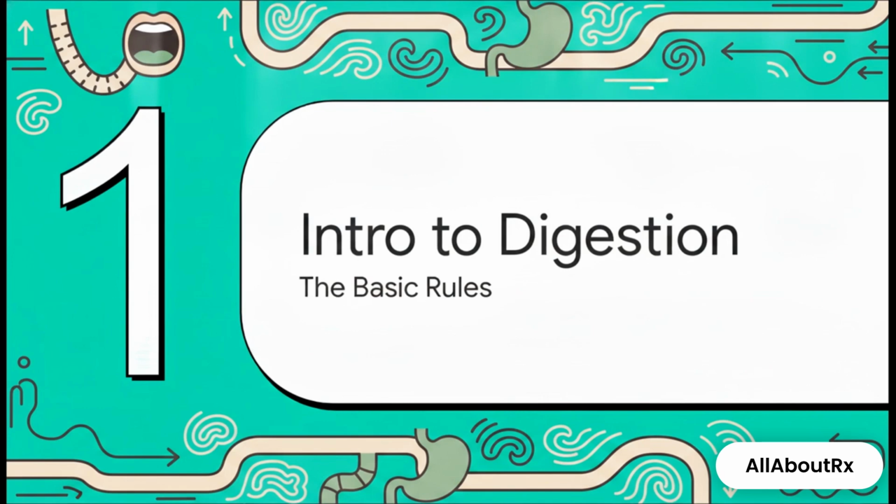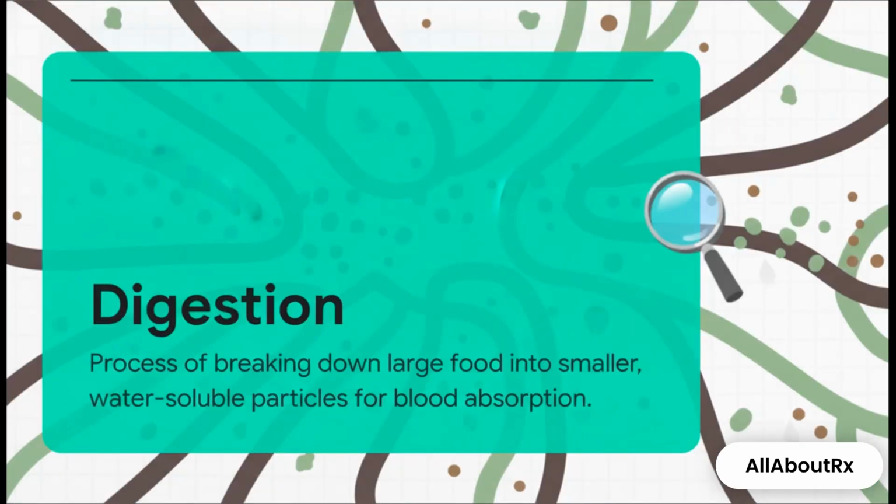Section 1. Introduction to digestion. So before we get into all the distinct anatomical structures, we really need to establish the basic rules of the game. What is this system actually trying to accomplish? Well, everything boils down to this one elegant physical reality. Digestion is simply the process of breaking down large food particles into much smaller water-soluble particles that can actually be absorbed by your blood plasma.